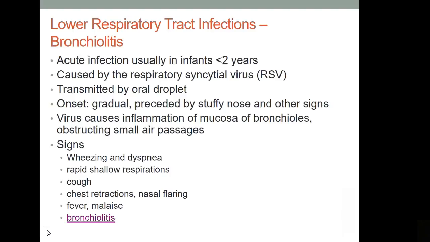The next one we're going to talk about is bronchiolitis. This is an acute infection seen usually in infants that are less than 2 years old. This is usually caused by the respiratory syncytial virus, or RSV. Onset is gradual. It's usually preceded by a stuffy nose and other signs. Ultimately, the virus leads to inflammation of the mucosa of the bronchioles, and this obstructs those small air passages. Signs include wheezing and dyspnea, rapid and shallow respirations, cough, chest retractions, nasal flaring, a fever, and malaise.